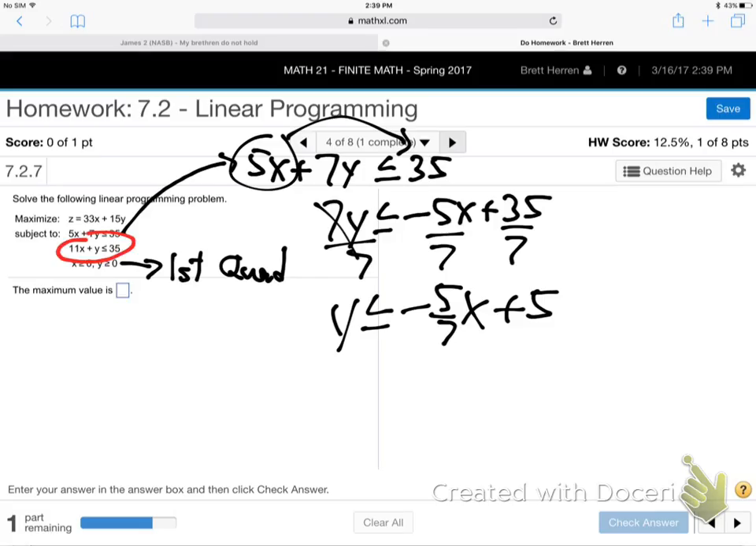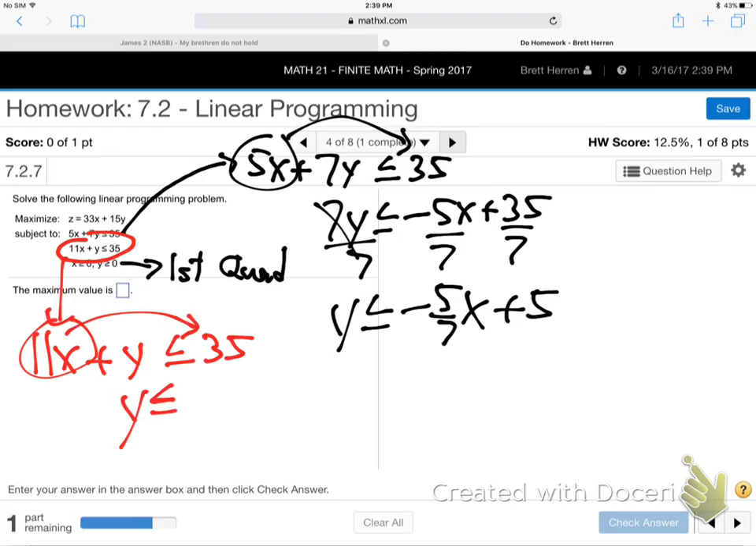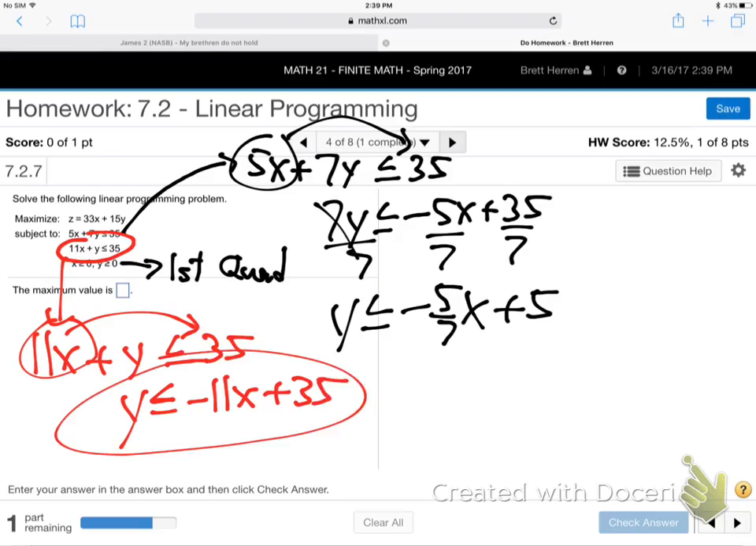Let me just get them both ready. Grab this one: 11x plus y less than or equal to 35. Get y alone again. Jump the 11x over. It becomes negative 11x. So that one's ready to go, and that one's ready to go.